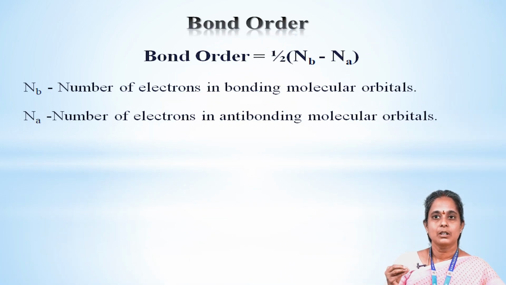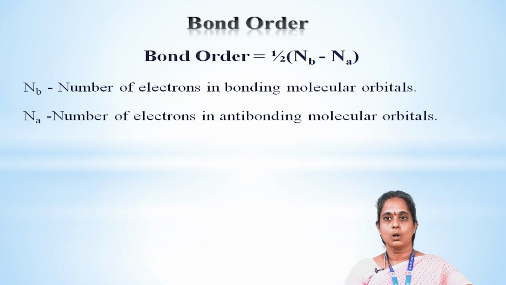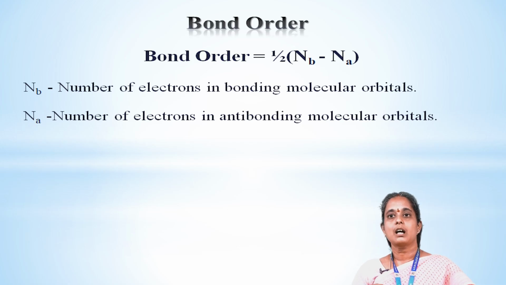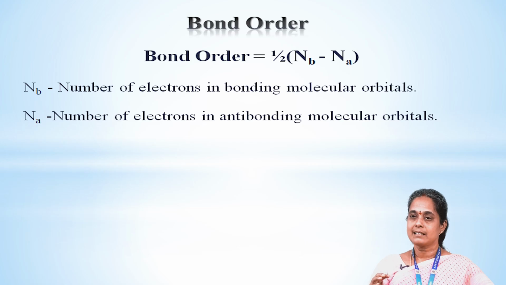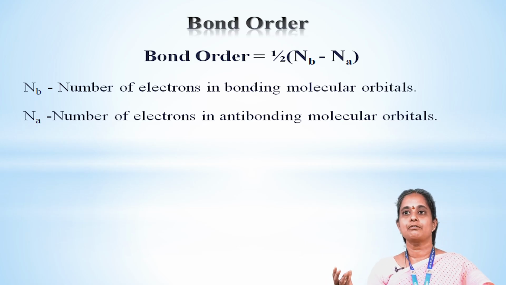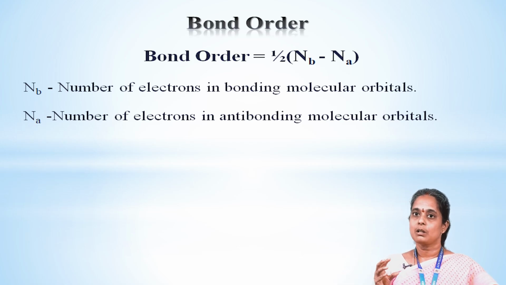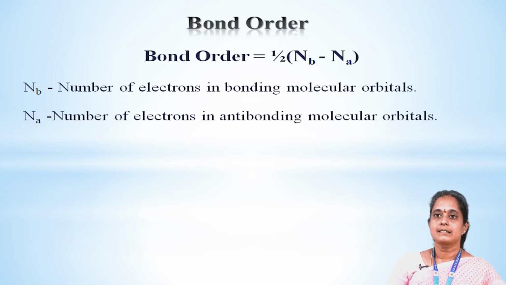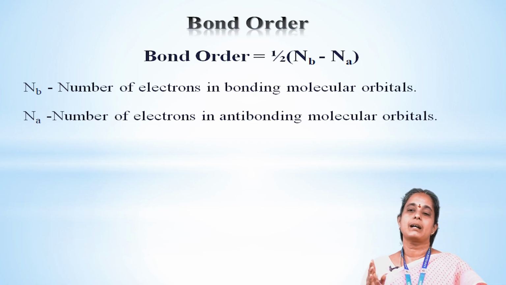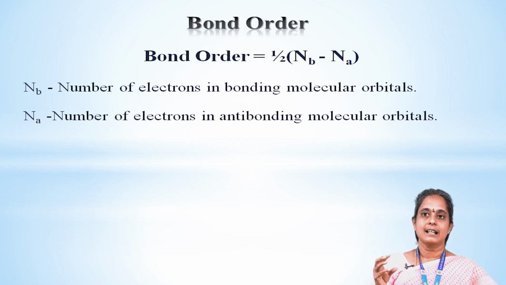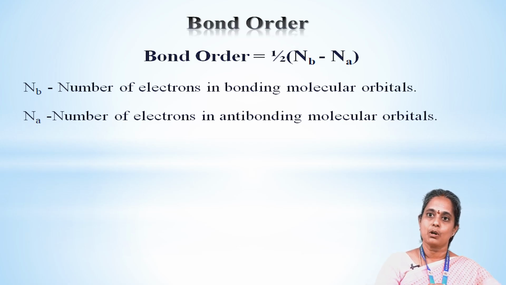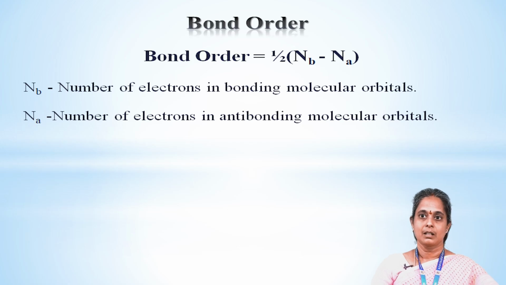Now, let us learn a new term, bond order, in the molecular orbital theory. Bond order indicates the strength and stability of a bond. The formula for bond order is half of (Nb minus Na). Nb is the number of electrons in a bonding molecular orbital, and Na is the number of electrons in the anti-bonding molecular orbital.